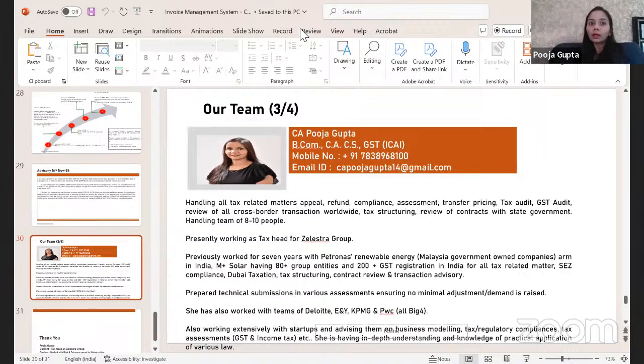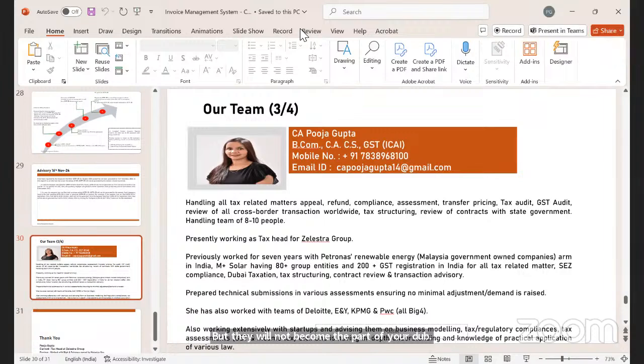Because if you read Section 16, your supplier must have paid the GST liability on whatever invoice he is raising on you. So you can ensure that only by seeing the status of whether they have filed the returns or not. I understand they are appearing in the IMS dashboard, but they will not become part of the 2B and 3B as well.